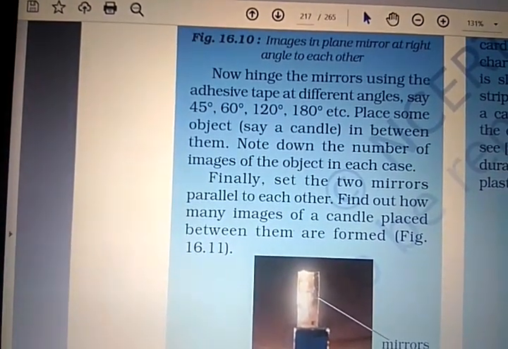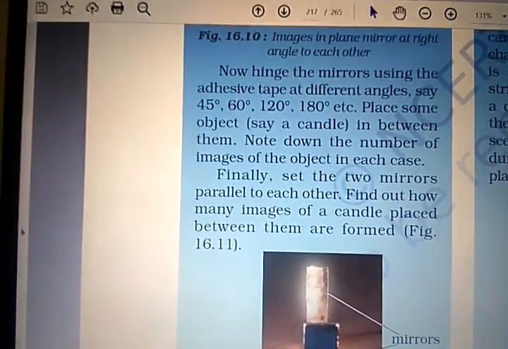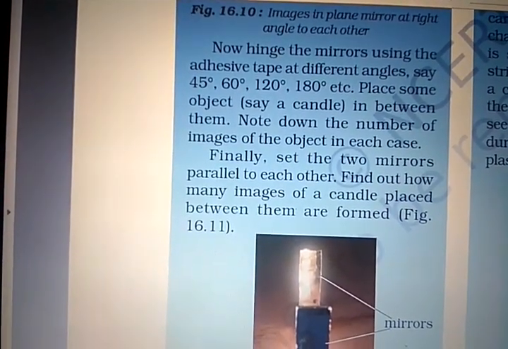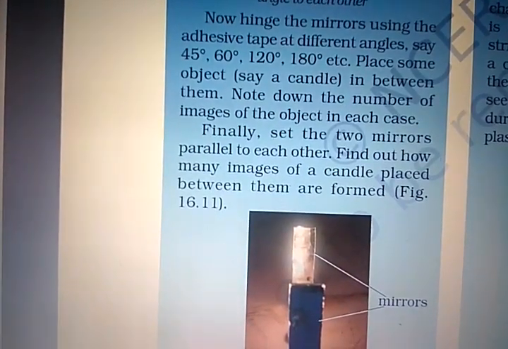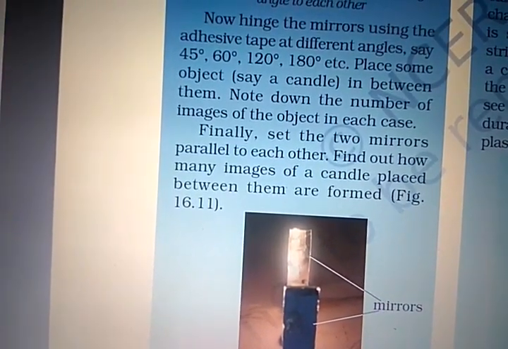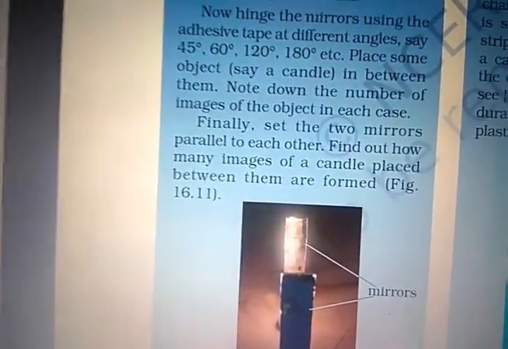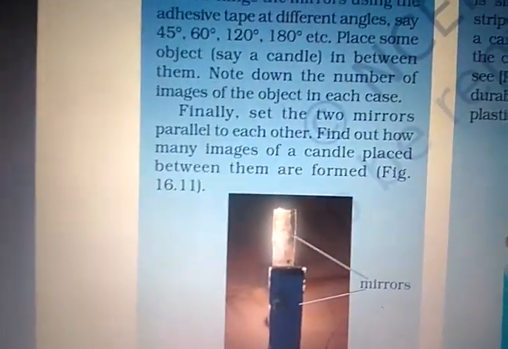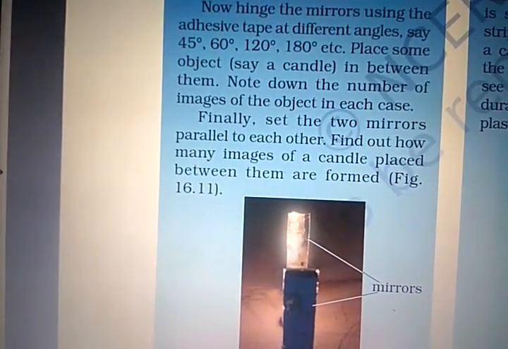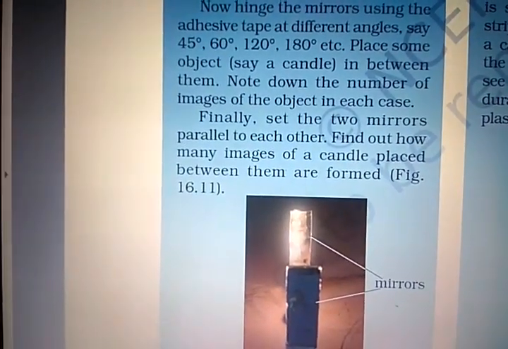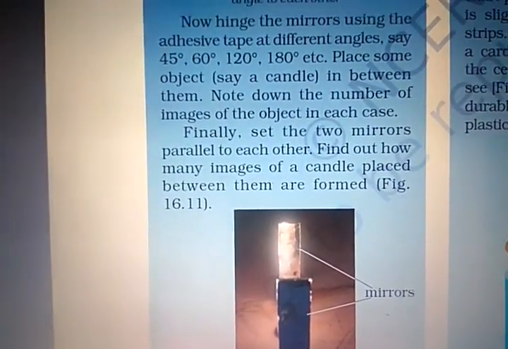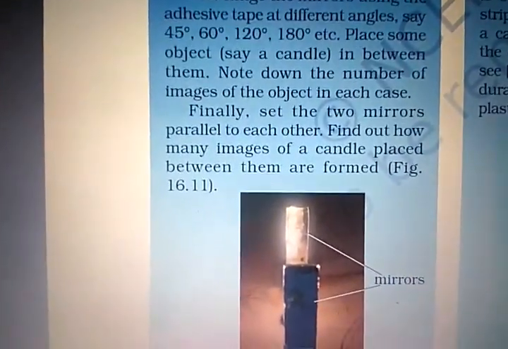Suppose there is no angle between them, means when you place the two mirrors parallel to each other, then what happens? When you finally set the two mirrors parallel to each other, you will find infinite images between them. How? You see, 360 upon the angle between two mirrors, and when they are parallel to each other the angle is 0. So 360 upon 0, something upon 0 means infinity. So infinity minus 1 means infinite. So you will get infinite images when you keep two mirrors parallel to each other.